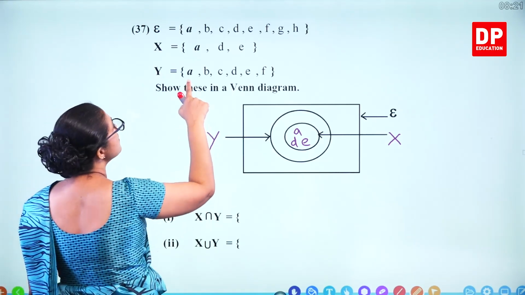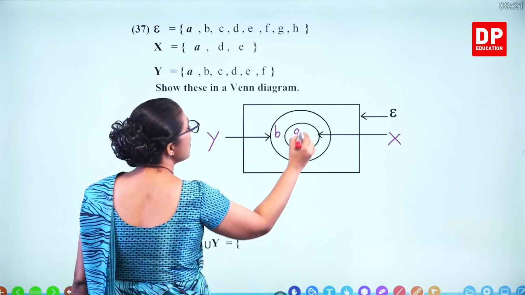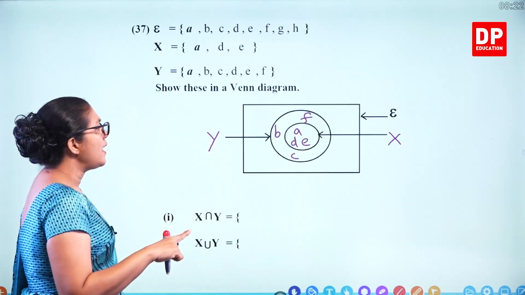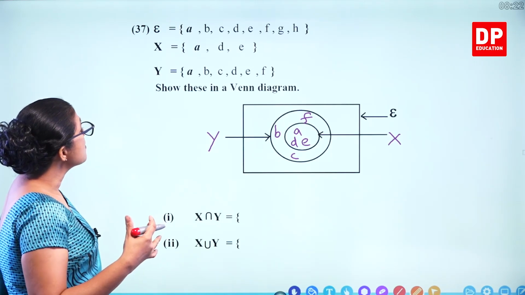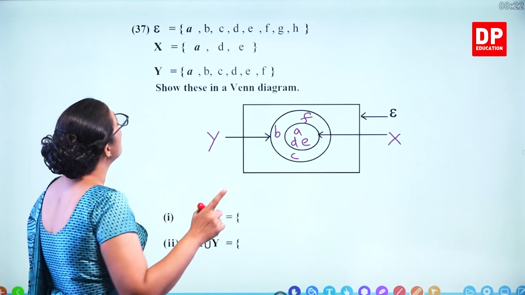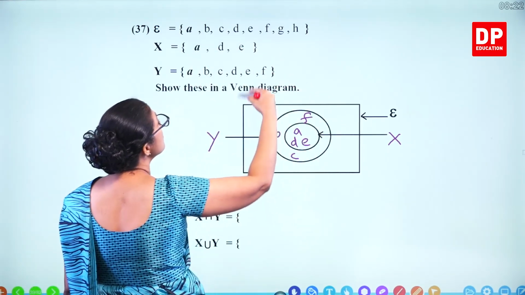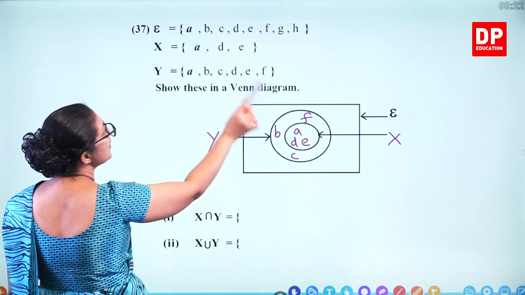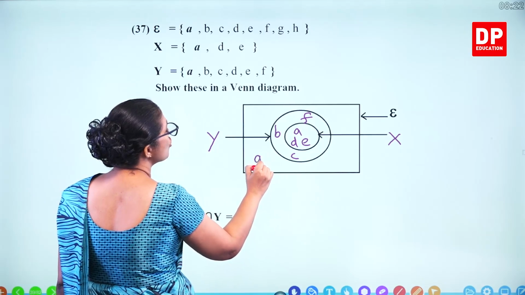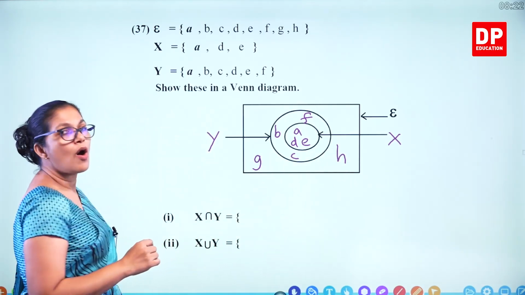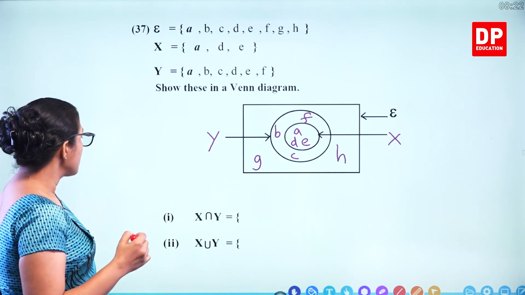So what are the extra terms? A, D, E. That means B, C, F. So you can write B, C, F inside Y but outside X. Then what are the other terms outside the big circle? So everything here except that you have to mark outside the big circle. So what are those? A, B, C, D, E, F there. G, H. G, H should be outside the big circle. That's the universal one. Now, answer these questions.